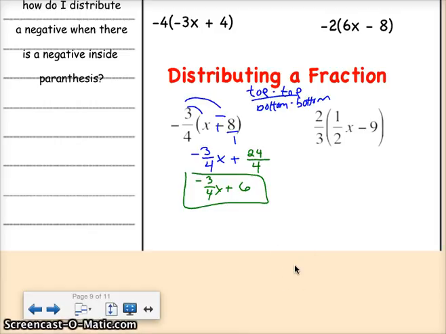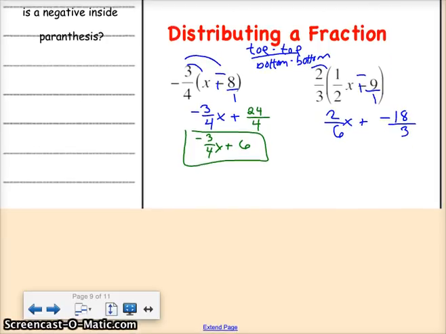Okay, next one. I'm going to plus a negative, and then I'm going to make a denominator. That way I know what I can go top times top over bottom times bottom. So, 2/3 times 1/2. I'm going to go 2 times 1 is 2 over 3 times 2 is 6x plus top times top over bottom times bottom. 2 times negative 9 is negative 18 over 3 times 1 is 3.